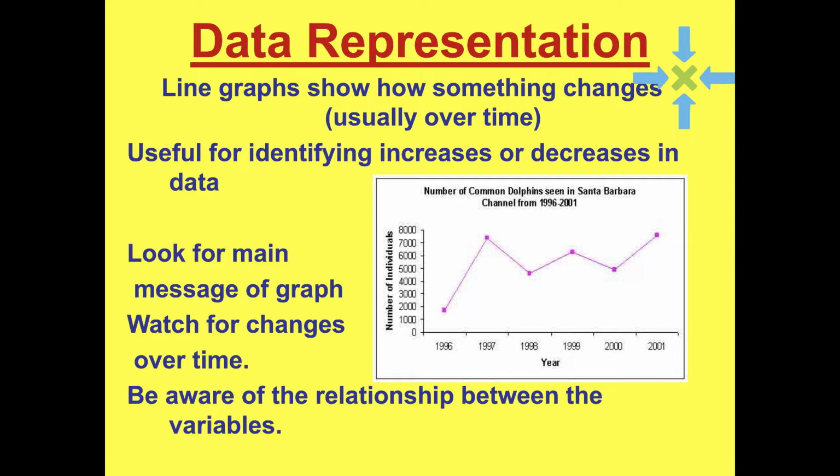It's the line graph. And it shows generally how something changes over a specific span of a variable. Line graphs are commonly used with time. Here you have on the x-axis the year, and on the y-axis the number of individuals. The title is Number of Common Dolphins Seen in Santa Barbara Channel from 1996 to 2001. So this is a data representation of a period of time which is outlined here from 1996 to 2001.